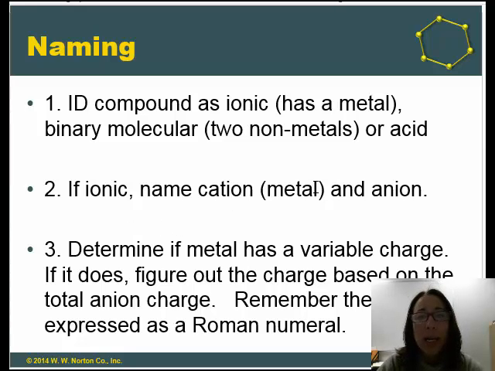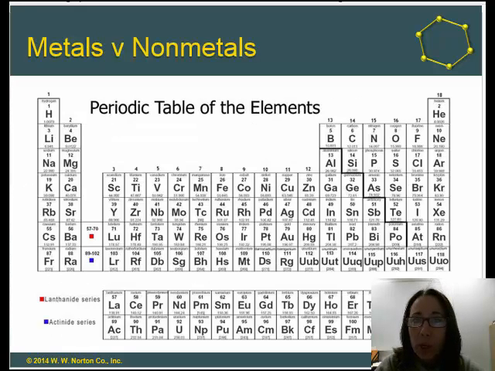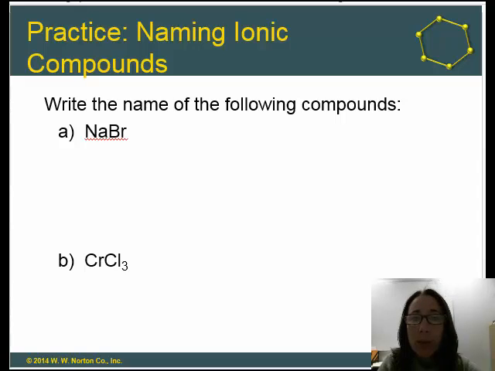So to name the cation, it is always the metal. After you name the metal, the next thing you want to do is determine whether that metal has a variable charge or not. And if it does, figure out what that charge is based on what the anion charge is. Remember that the charge is expressed as a Roman numeral. So we want to remember that we can use the periodic table to identify whether an element is a metal or not. And that will let us know not only the name of the cation, but whether the compound is ionic.